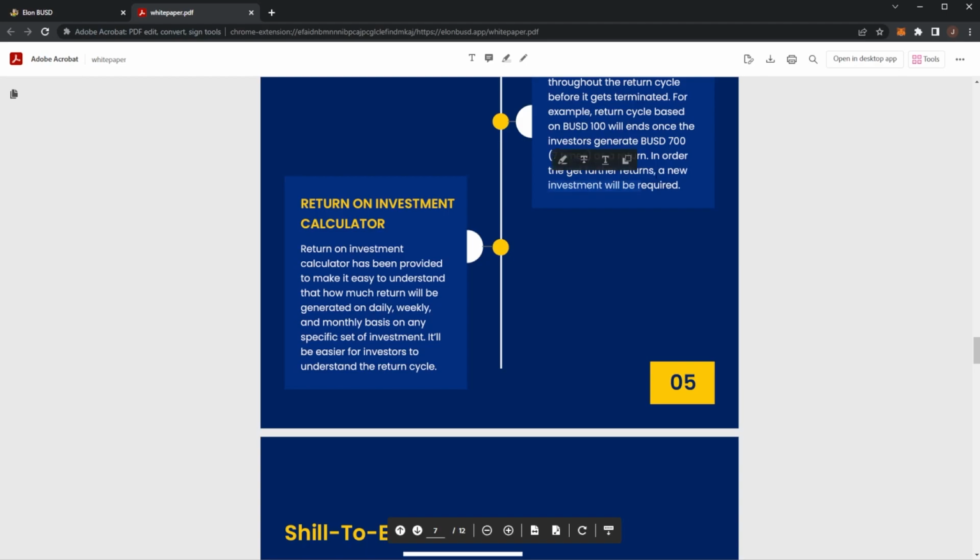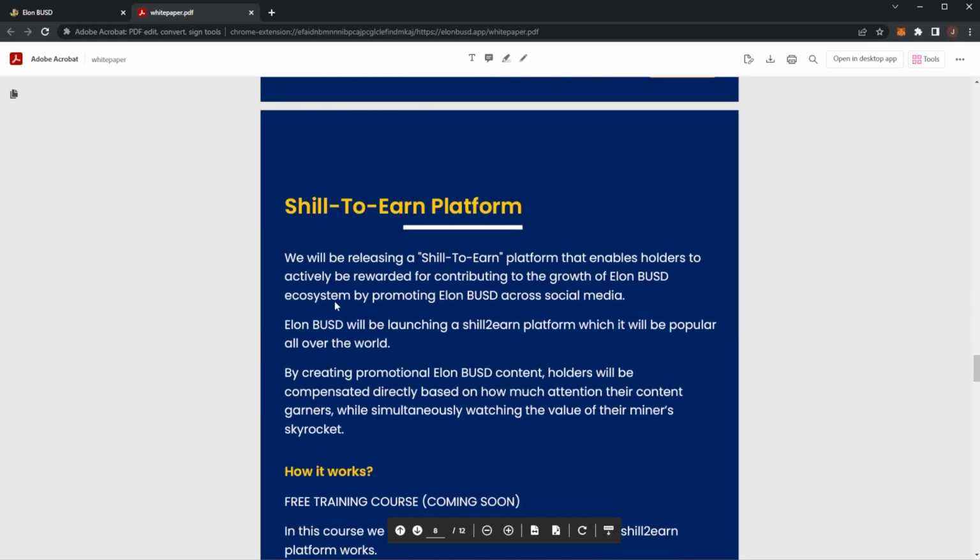In order to get further returns, you will need to invest more. So you can earn a 7x return. However, if you want more than that, of course, you would need to deposit more, but you can just deposit what you get from the claims to sort of compound. And then there is that return on investment calculator, which you went through earlier. So you can see how much you will make daily, weekly, and monthly with a specific set investment.